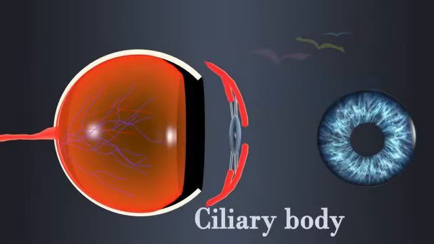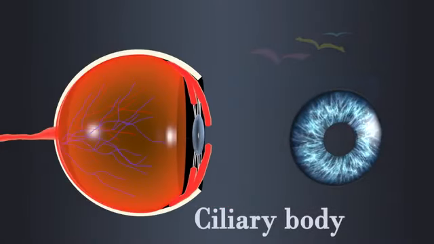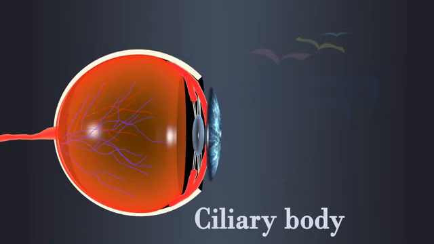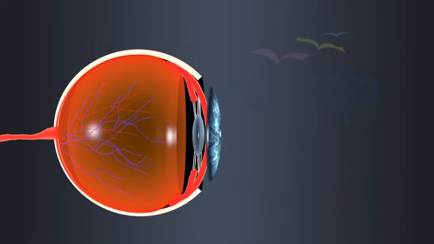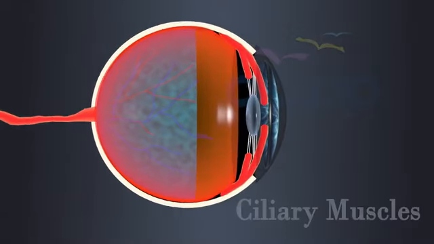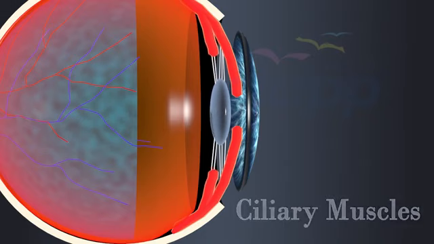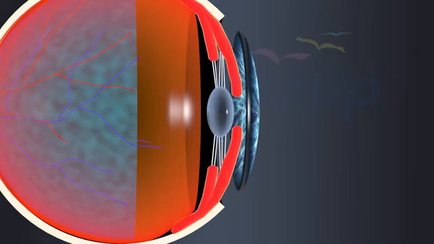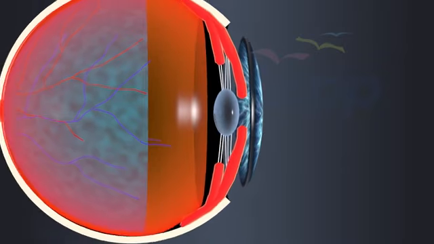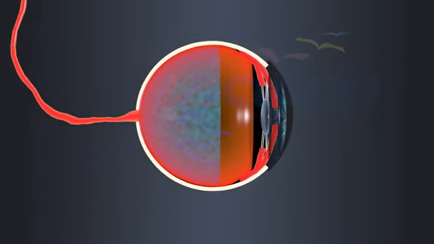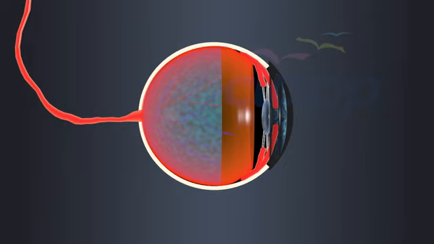The ciliary body is a ring-shaped structure located behind the iris. It consists of ciliary muscles and ciliary processes. Ciliary muscles are responsible for changing the shape of the lens to allow the eyes to focus on near and distant objects. The ciliary processes secrete aqueous humor, a clear watery fluid that nourishes the cornea and the lens. And it also secretes vitreous humor, a gel-like substance that is filled in the vitreous chamber.